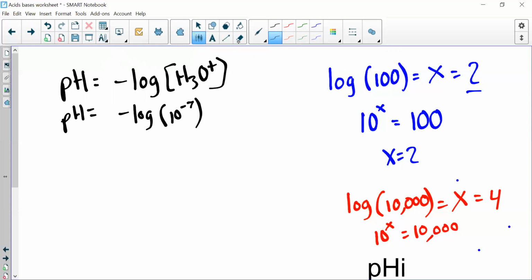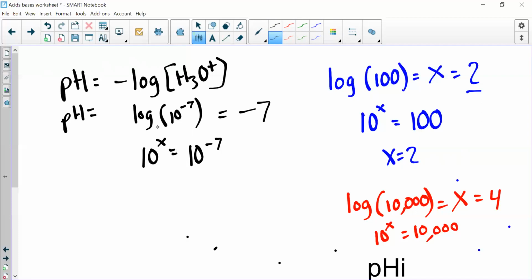Negative log of 10 to the negative 7th. For a minute, let's just erase that negative in front and just work this out and see what we get. So if I were to say log of 10 to the negative 7th, what that really means is 10 raised to the what power equals what's in these parentheses, which is 10 to the negative 7th. 10 to the what power equals 10 to the negative 7th. It's almost like it can't be that easy, but it is. X equals negative 7. 10 to the negative 7 equals 10 to the negative 7.